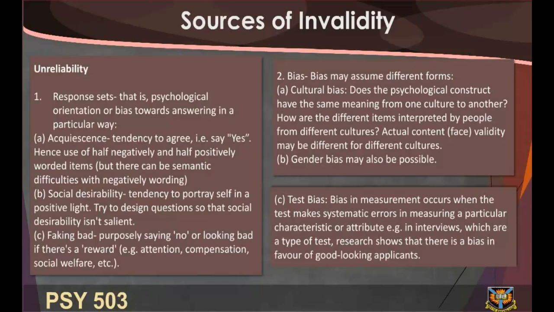C. Test bias. Bias in measurement occurs when the test makes systematic errors in measuring a particular characteristic or attribute, e.g., in interviews, which are a type of test. Research shows that there is a bias in favor of good-looking applicants.